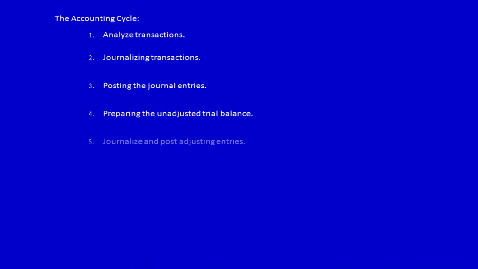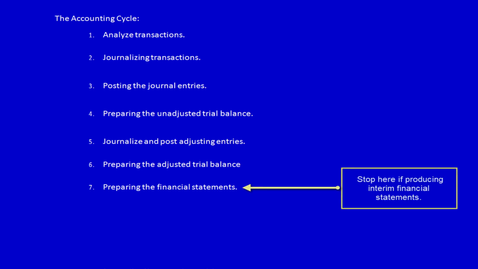Step 5. Journalize and post adjusting entries. We're going to talk about that in a little while. Step 6. Prepare the adjusted trial balance. It's the adjusted trial balance that we use to produce our statements. Step 7. Prepare the financial statements. Note that if we were producing interim financial statements, the cycle would stop right here. For instance, month-end financial statements wouldn't go any further.